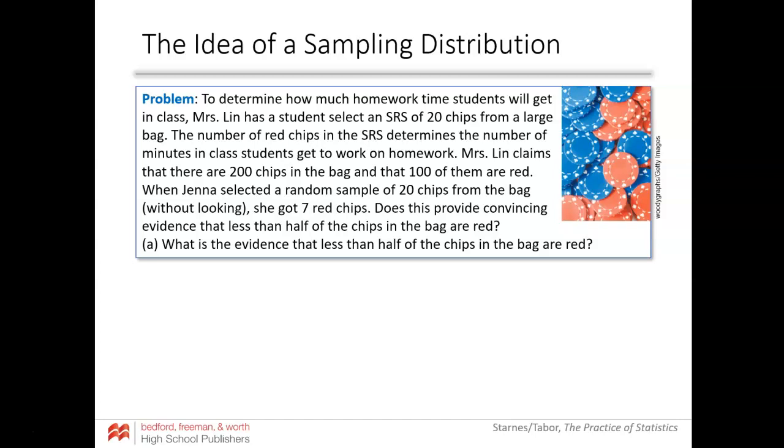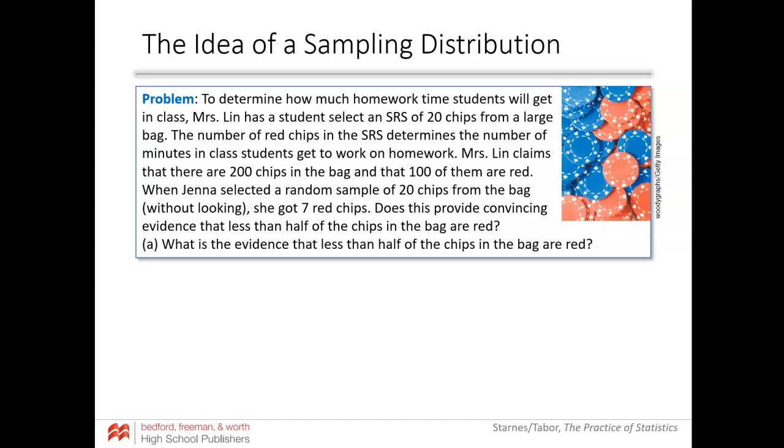To determine how much homework time students will get in class, and I love this activity by the way, Ms. Lynn has the students select a simple random sample of 20 chips from a large bag. The number of red chips in the SRS determines the number of minutes that the students will get for work time in class.